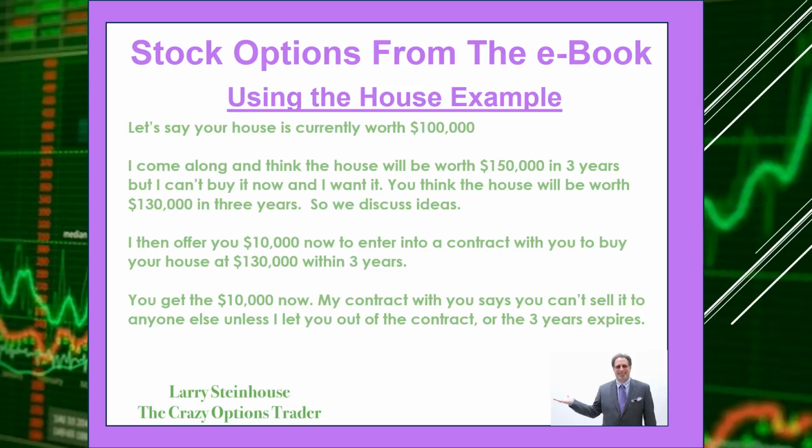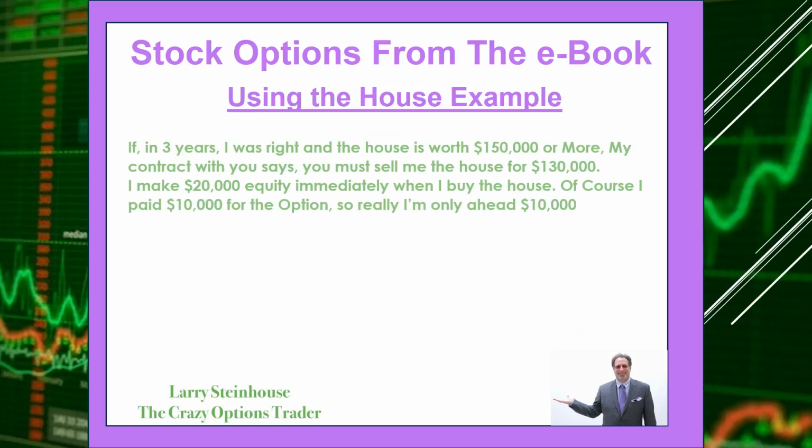But my contract with you says that you can't sell it to anyone else unless I let you out of the contract or if the 3 years expires. So 3 years and 1 day later, if I didn't buy the house, you can now sell the house to anybody you want for any price. All right, if in 3 years I was right and the house is worth 150 or more, my contract with you says that you must sell me the house for 130. I make $20,000 equity immediately when I buy the house. Of course, I paid $10,000 for the option, so I'm really only ahead $10,000.